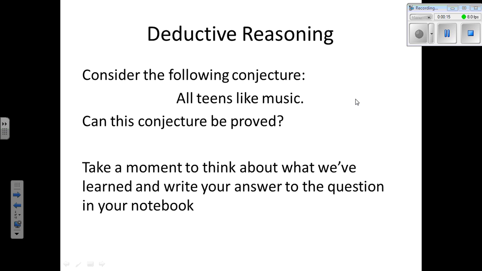So deductive reasoning. Let's consider the following conjectures. All teens like music. Can this conjecture be proved? Well, so far the problem with this conjecture is the word all. How are you going to prove that all teens like music? Let's think about this. How many teens are in the world? And what do we classify as a teen? These are all things you need to consider. So, can this conjecture be proved? No.